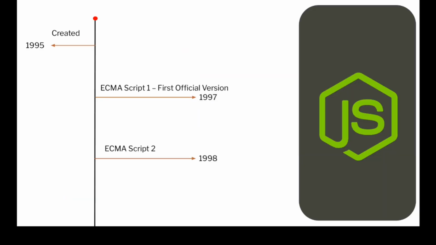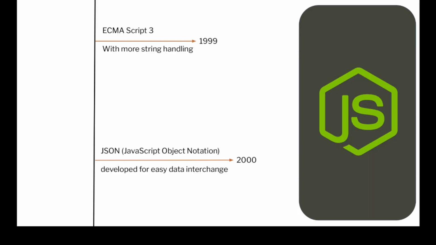So let's come back to the timeline. JavaScript was created in 1995. Initially it was used for client side validation. Then in 1997 standardization of JavaScript was achieved. The first official version of JavaScript was released in 1997, that is ECMAScript. Then in 1998 ECMAScript 2. In 1999 ECMAScript 3, which had more string handling features enabled.